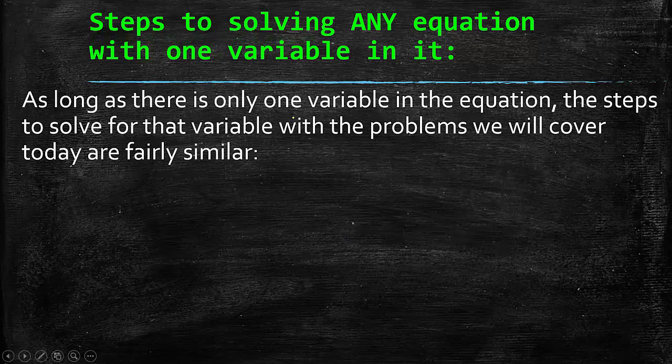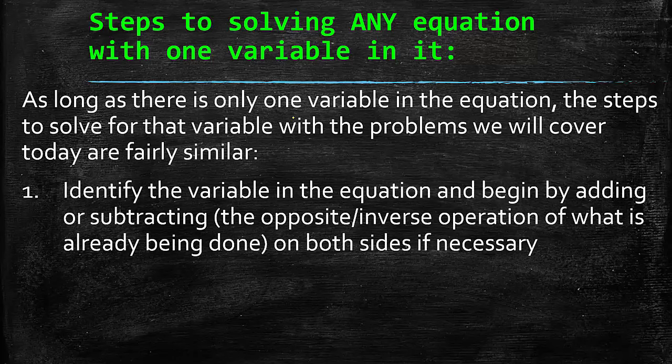All right, so steps to solving any equation with one variable in it. Really, it's going to be the same for each one as long as there's only one variable in the equation. So for the problems that we're going to do today, basically all you're going to do is identify where the variable is in the equation, and you're going to have to start by adding or subtracting. We call this the inverse operation of what's being done, or the opposite. Inverse is the more technical word, and that basically just means if something's being added, we subtract it from both sides. If something's being multiplied, we divide it by both sides, and vice versa.